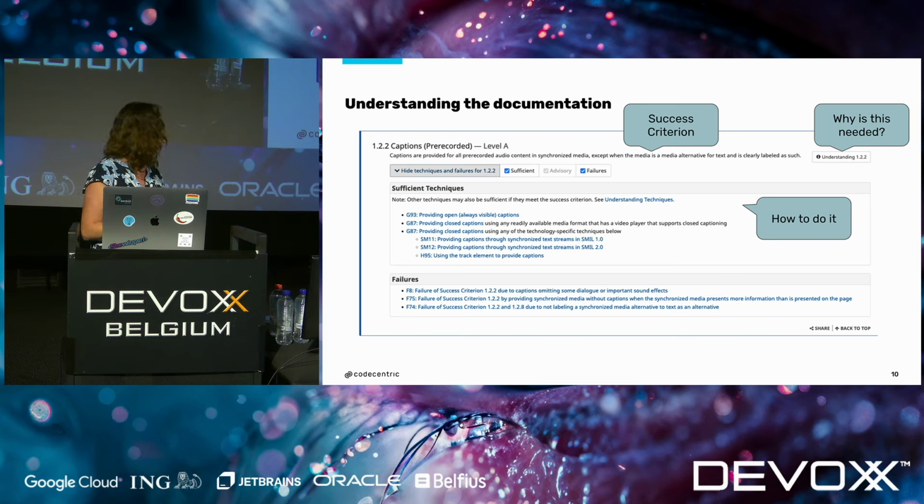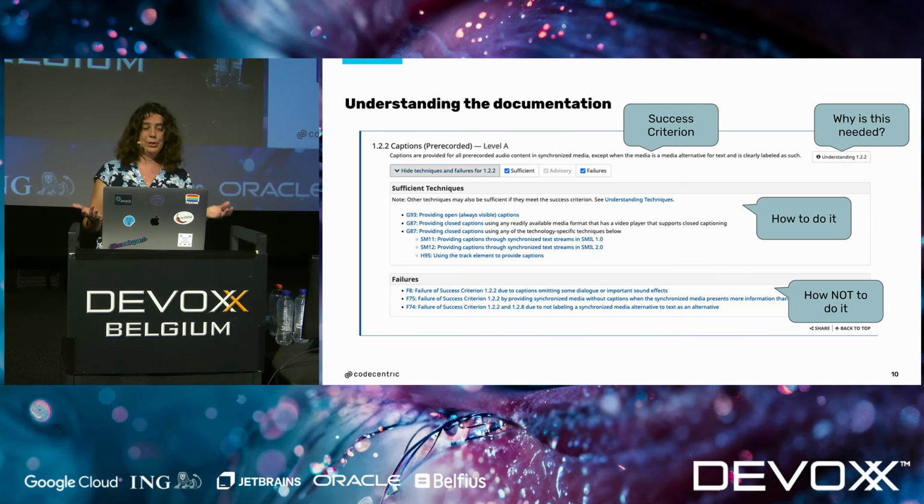The techniques tell you how to do it. So any one of these three techniques is sufficient to fulfill this criterion, but this list is not exhaustive. You might come up with some other techniques that might also fulfill this criterion, because this is just informative. And the same goes for failures. So there are 3 ways how you can fail this criterion, but again, this is not exhaustive. You might fail it in some other way. Yeah, why am I showing you this?